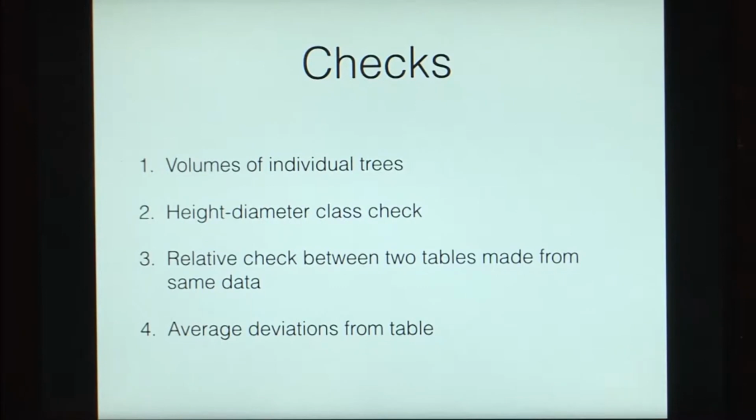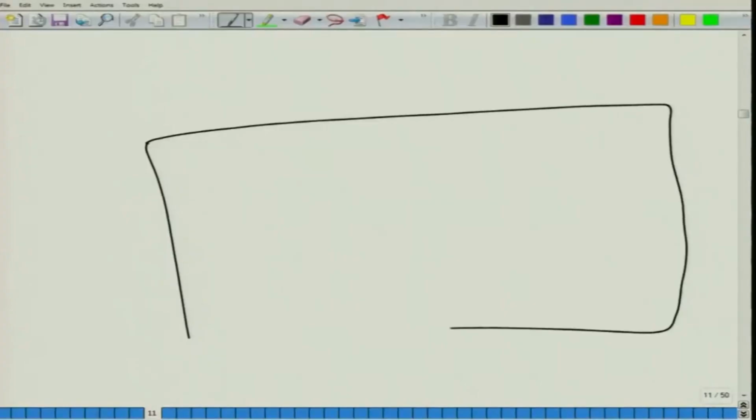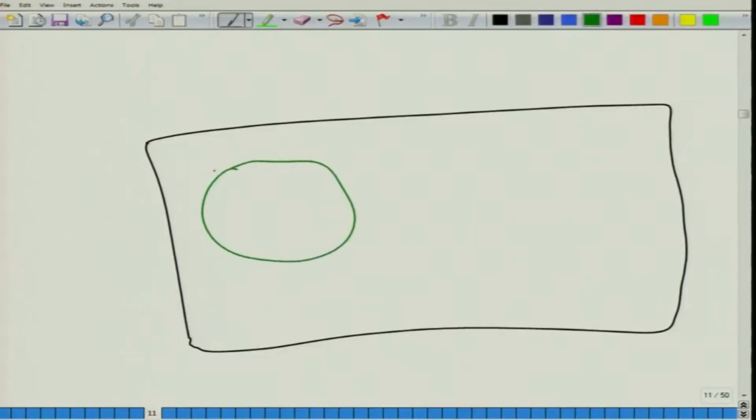We can even have a relative check between two tables made from the same data. Once you have calculated a huge amount of data, for instance, if you had a large sized forest, if this is your forest area and we are getting one volume table from trees that have been extracted from this side and another table from this side, both these volume tables should give us values that are close together. If we have a huge amount of deviation, then maybe we have not selected our typical trees, or maybe there has been some sort of calculation mistake.